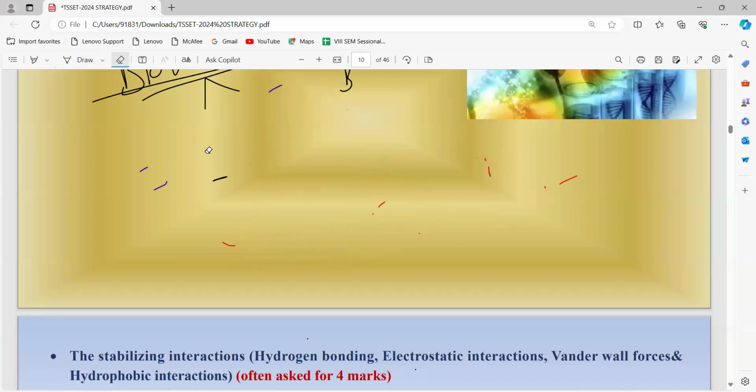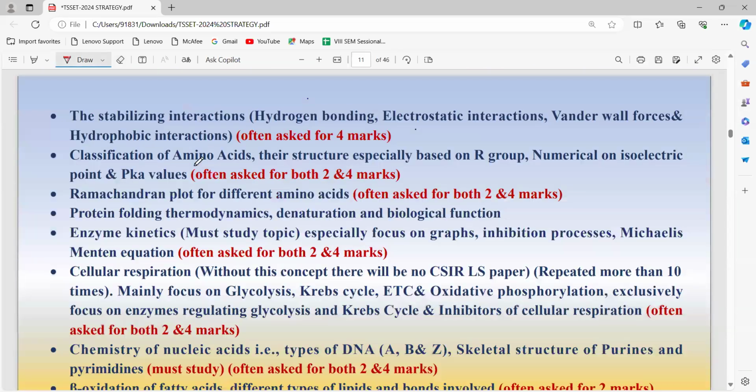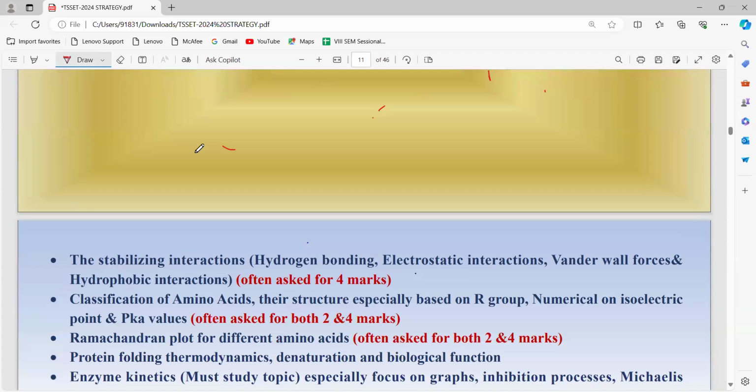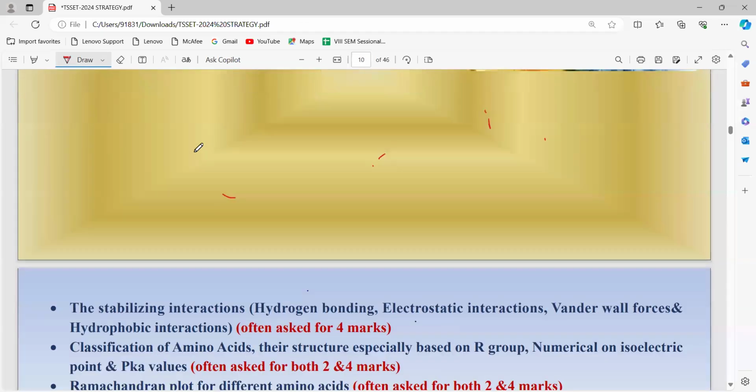99.99%, none of you read the nucleotide metabolism, none of you read the lipid metabolism. Two questions came directly from nucleic acid metabolism as well as lipid metabolism. You will see this in tomorrow's class.